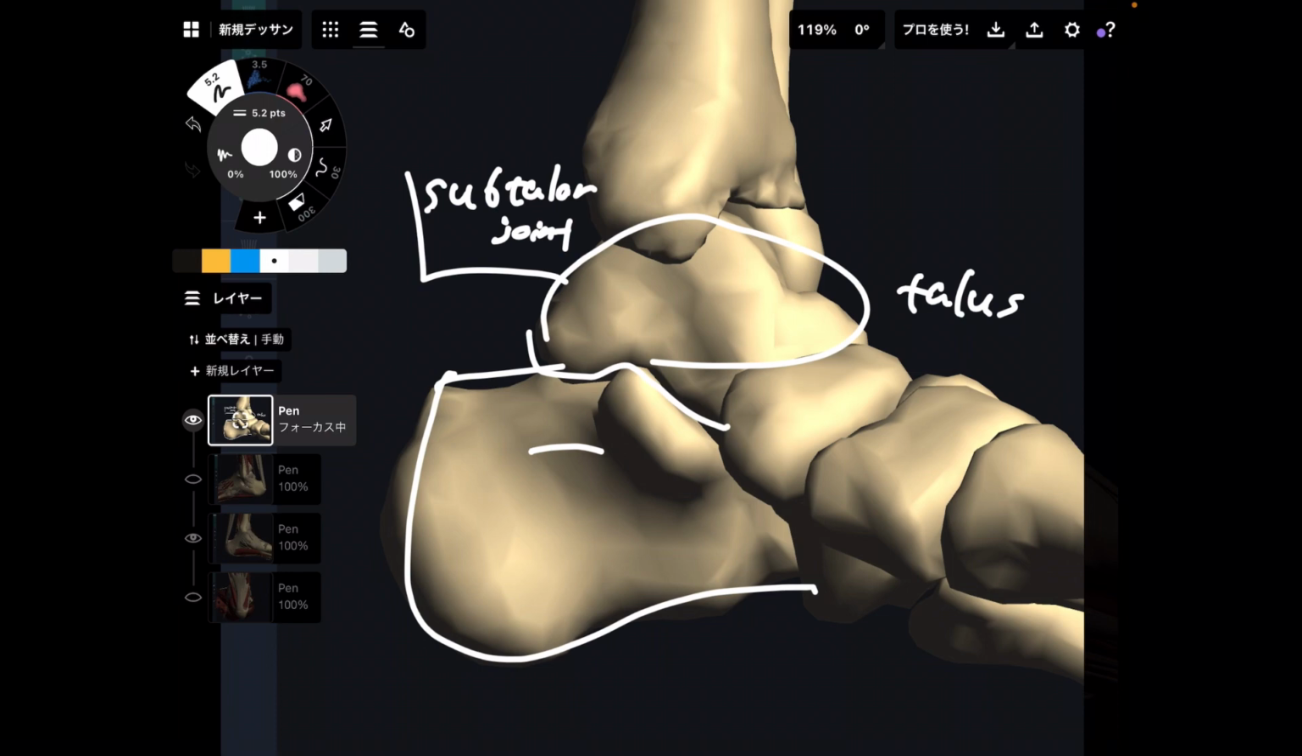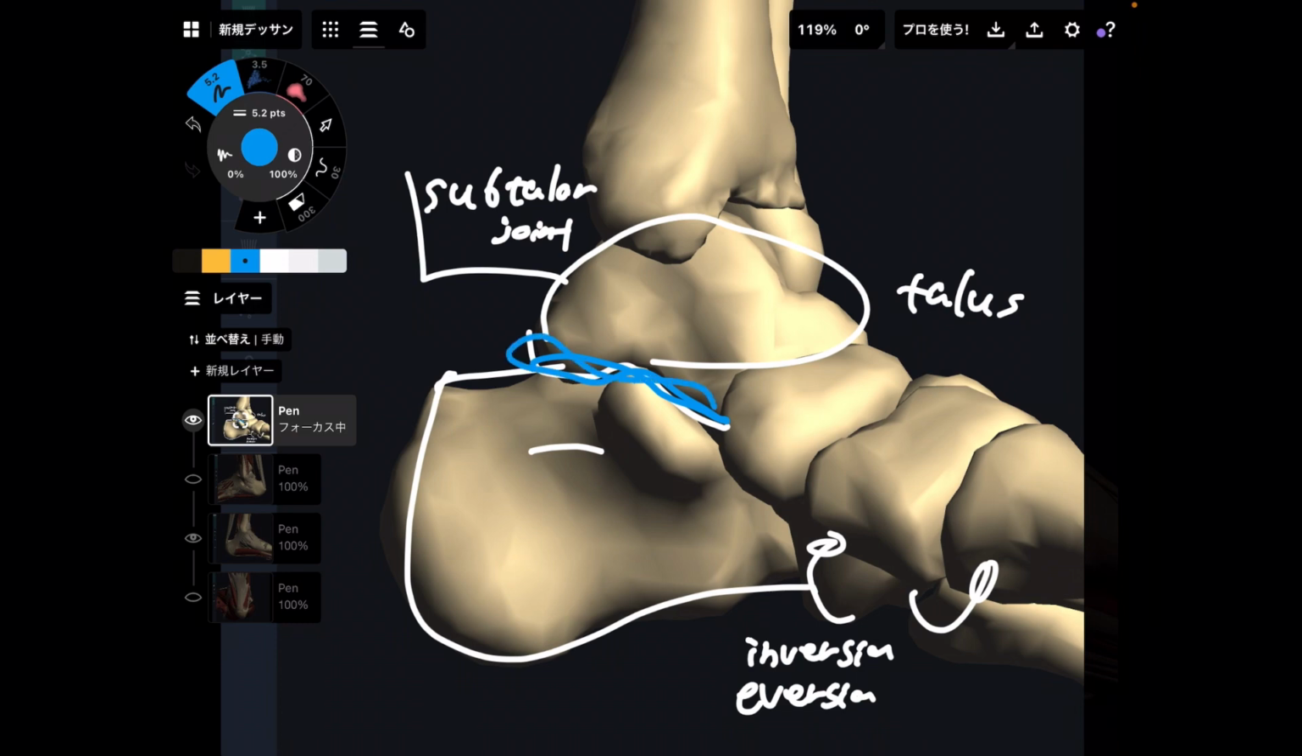One movement is inversion. The next movement is eversion. Inversion is when you bring the foot inward. Eversion is the opposite. You bring the foot outward. These two movements happen in the subtalar joint. Thus, mobility of the calcaneus is important for ankle movement.